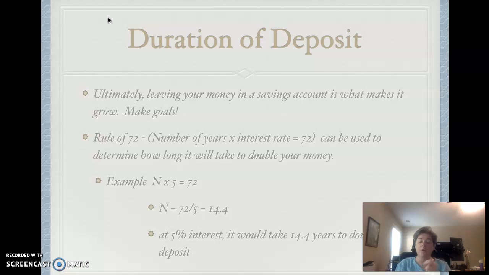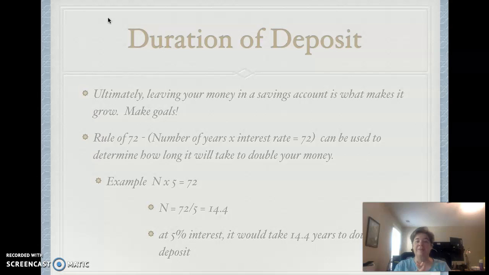Okay, so the third thing that determines how much interest I earn is the duration of the deposit. Ultimately, leaving your money in the account is what is going to make it grow. So make a goal and stick with it. Then we need to learn about the rule of 72. This was brand new to me. I'd never heard of this before, but this is a great tool that you can use. The number of years times the interest rate that you're earning equals 72. This formula can be used to determine how long it's going to take you to double your money.